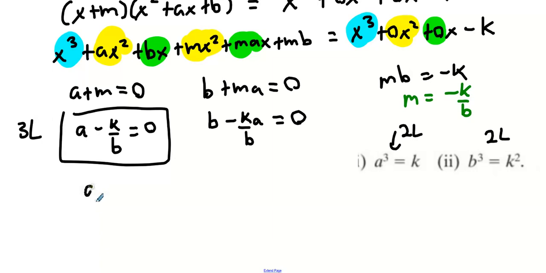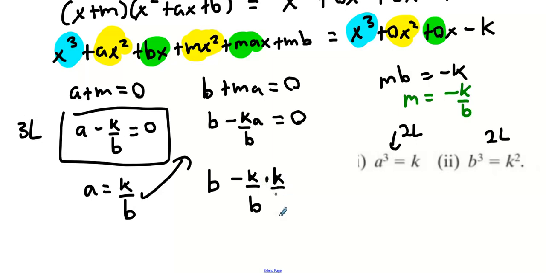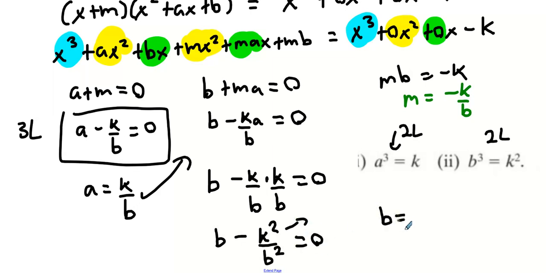So here's my suggestion. I get a on its own, which is a equals k over b. I plug that into the other one. So it's going to be b minus k over b, and then what's a? a is also k over b. And now all of a sudden, we're in business because it's b minus k squared over b squared. When I move that over to the other side, b equals k squared over b squared. Cross multiply up to b squared. b cubed equals k squared. And there we go. That's one down.